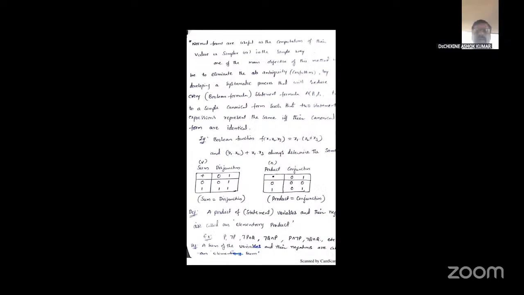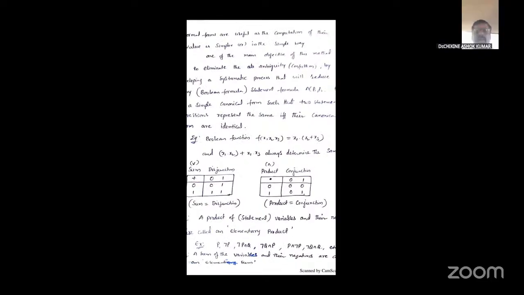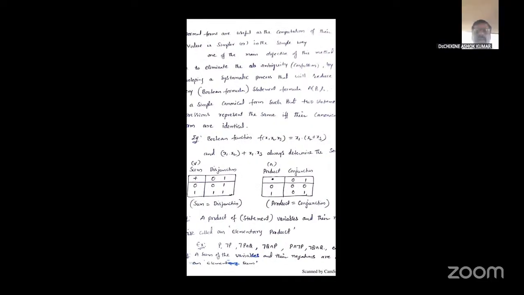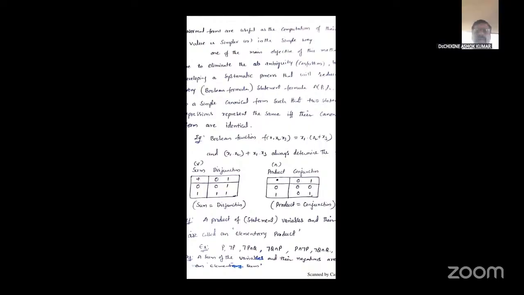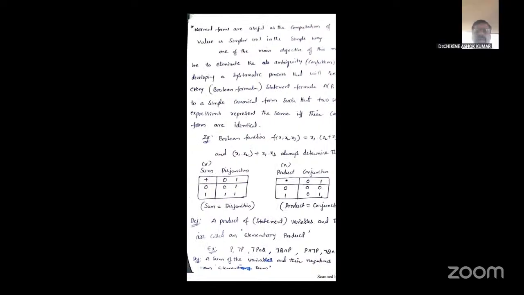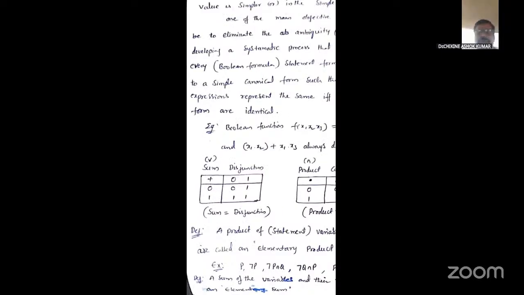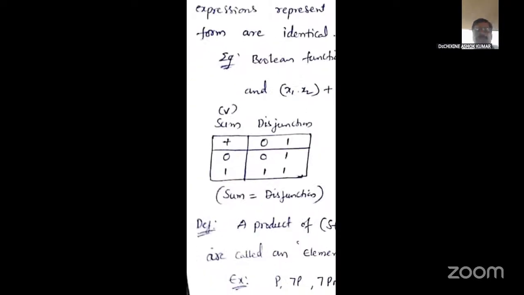Whenever we have a combination of propositions, then with the help of the Boolean operators 0 and 1, the sum should be like this. See this table: 0 plus 0 is 0. 0 plus 1 is 1. That is disjunction. 0 union 0 is 0, 0 union 1 is 1, and next, 1 plus 0 is 1, 1 plus 1 is 1. It is not 2, 1 plus 1 means it will become 1.